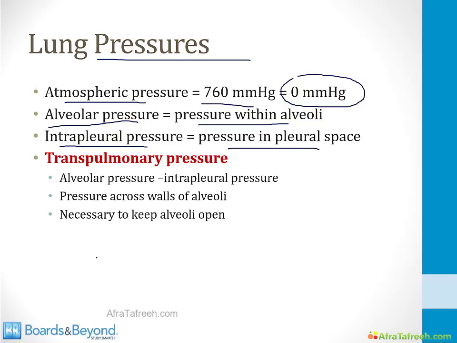And then the third important pressure, which is probably the most important one, is the transpulmonary pressure. This is the difference between the alveolar pressure and the intrapleural pressure. I'll show you some numbers about this in just a minute. But the reason this is such an important pressure is because this is the pressure across the walls of the alveoli, and this is necessary to keep the alveoli open. If the transpulmonary pressure is too low, the alveoli will collapse and gas exchange won't occur.